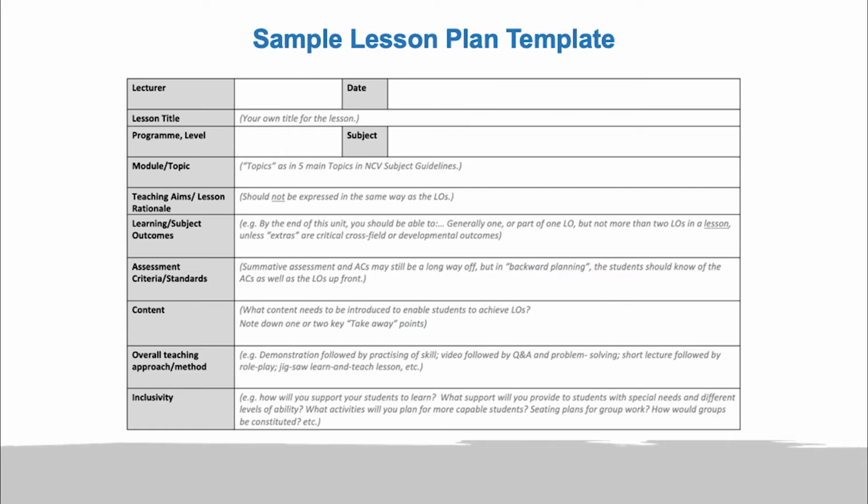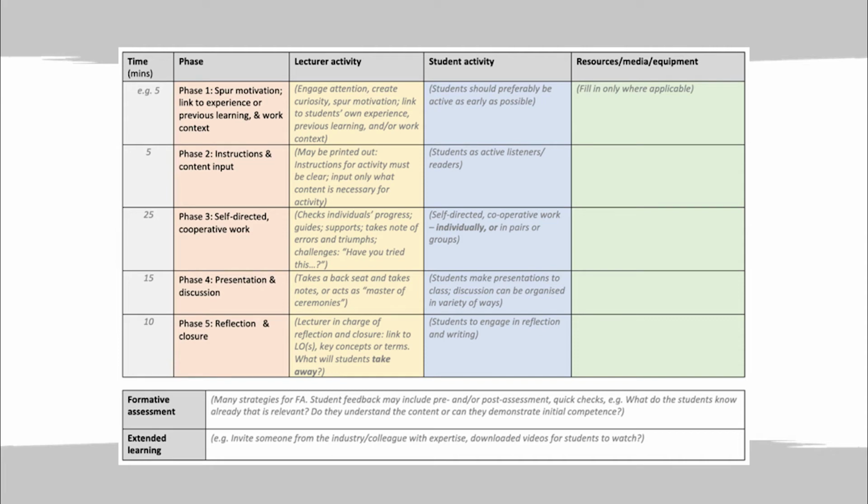You will find a copy of this lesson plan template in Unit 3, Activity 18. You will notice that it is a very comprehensive template, which is intended to help you prepare as thoroughly as possible. This lesson plan is in 3 sections. 1. Information about the lesson. 2. The 5 phases of the lesson. And 3. Formative assessment. This presentation will focus on each of the 3 sections.